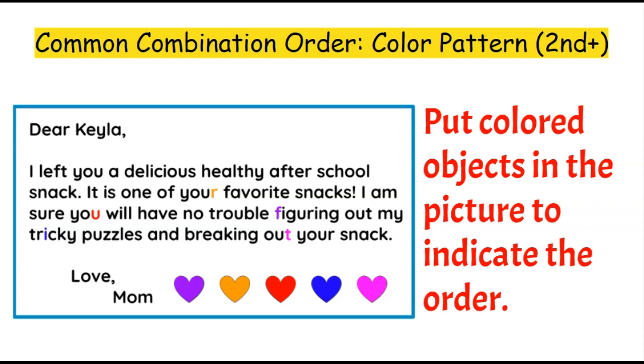Our final combination order is color pattern, which is appropriate for second grade and up. Somewhere in the picture, in this particular case, it's right here at the bottom with these hearts, you're going to have a string of colored objects, and that is telling you the order moving from left to right. So they match up with something else in the picture. So we have our purple heart over here matching up to this purple F, this orange heart matching up to this R, the red heart matching up to the U, the blue heart matching up to the I, and then this pink heart matching up to the T, giving the combination fruit.